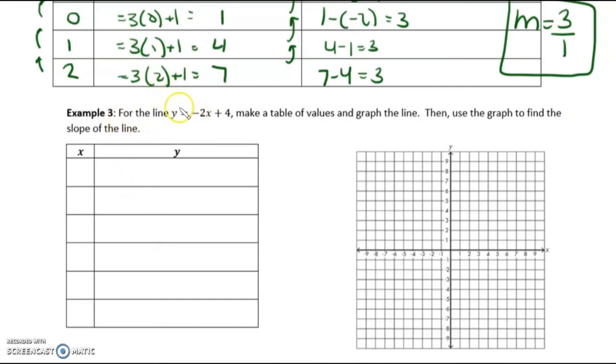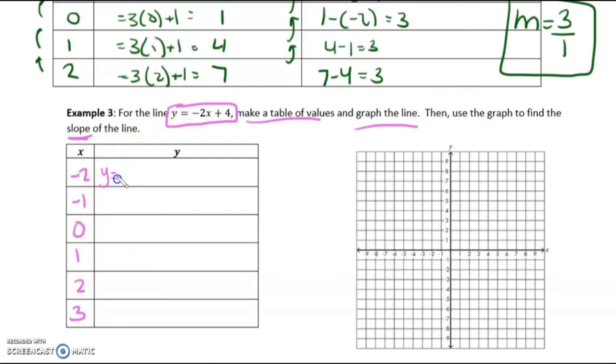Okay, example 3, for the line y equals negative 2x plus 4, first what we're going to do is make a table of values, and then we're going to graph the line. Then we're going to use the graph to find the slope. Okay, so lots of steps here, 3 things that we have to do. So let's go ahead and make the table values, negative 2, negative 1, 0, 1, 2, 3. Okay, and now let's plug those into this equation.